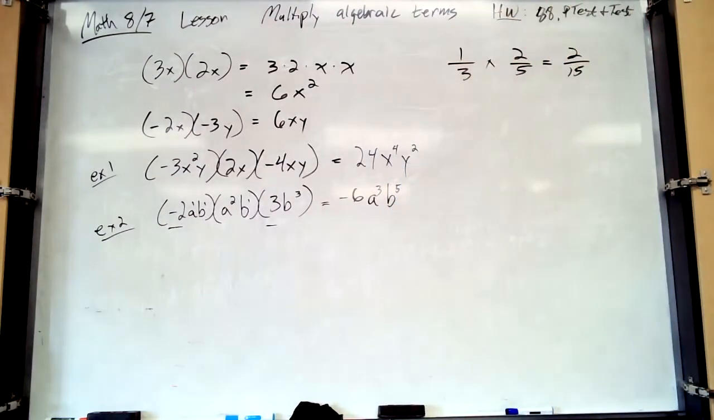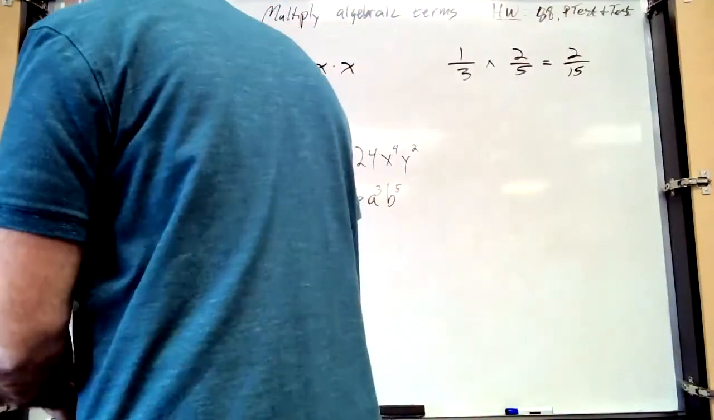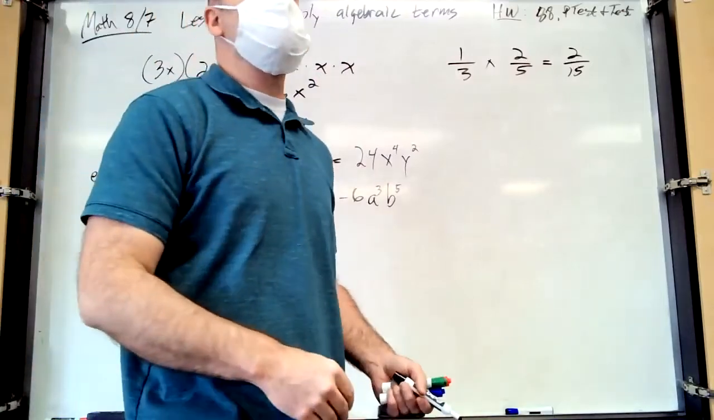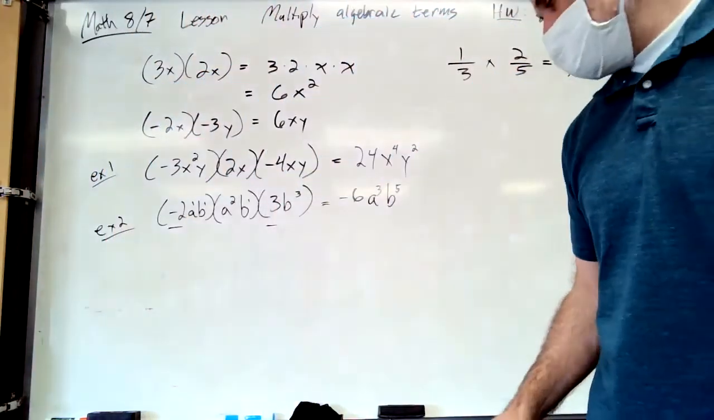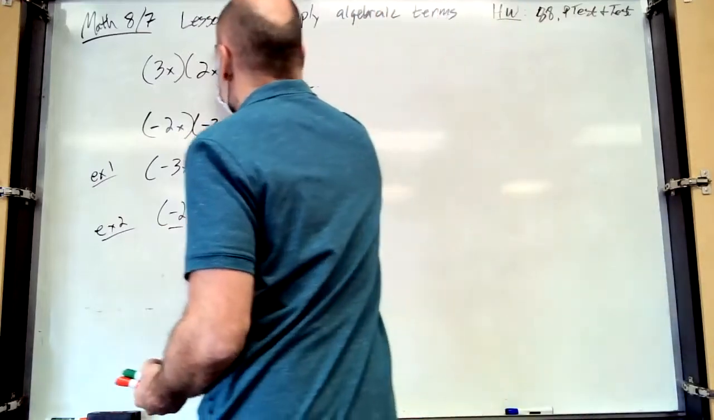You guys got this? This feel doable? All right. If you can read the handwriting. That's 87. Let's do 88, and then we'll be done. All right.